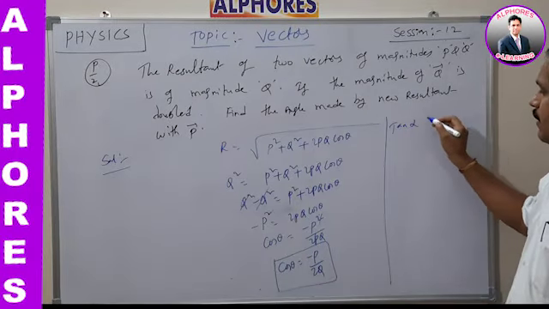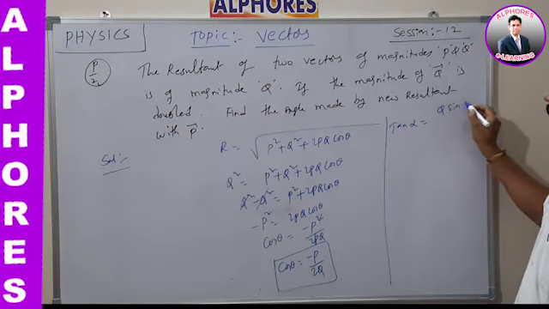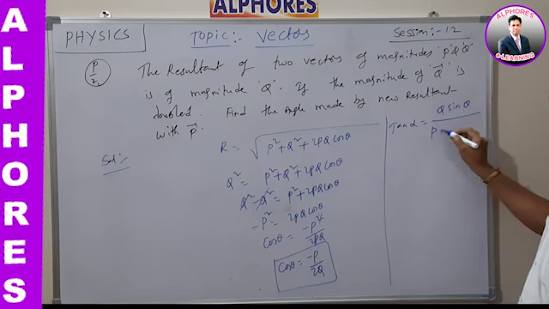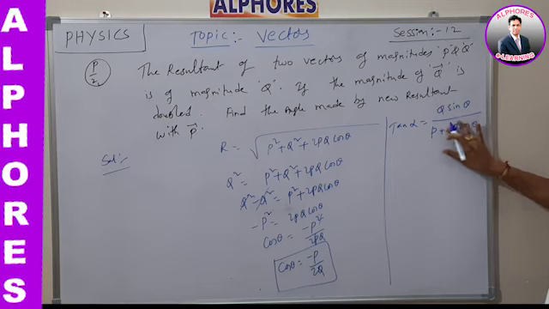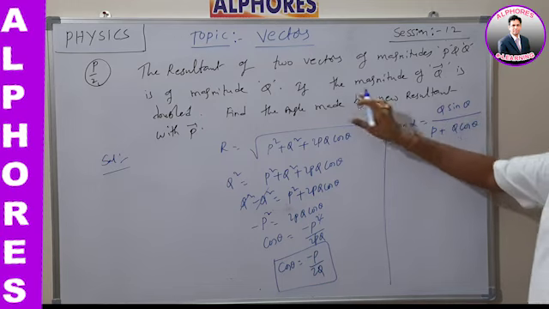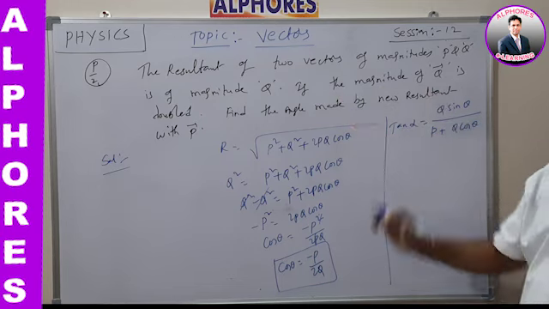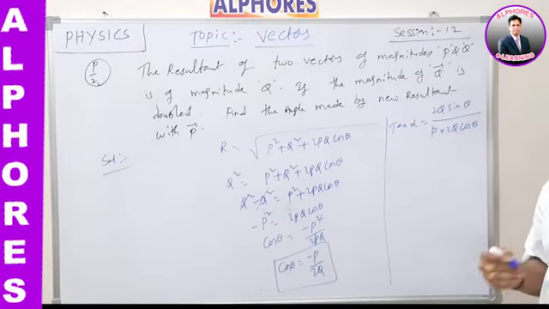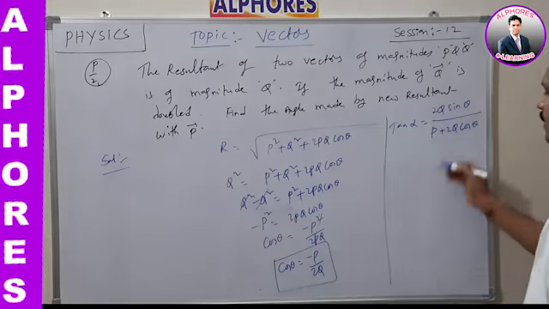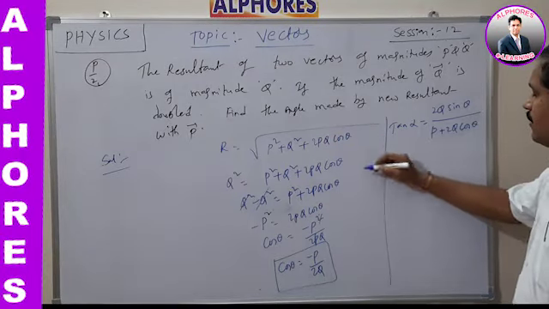Tan alpha is equal to generally q sin theta by p plus q cos theta. Actually here p plus q cos theta, but the condition the magnitude of q bar is doubled. That's why here I am taking this is 2, this is also 2. In place of q I am taking 2q. Okay, that means here listen carefully. So tan alpha is equal to how much it is?